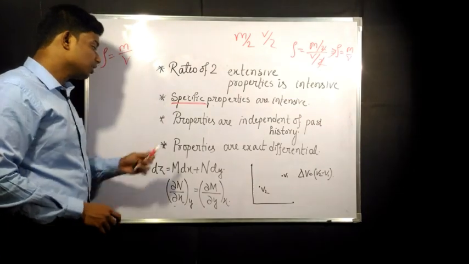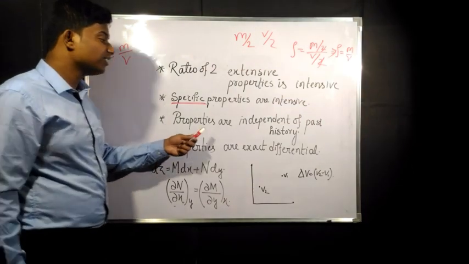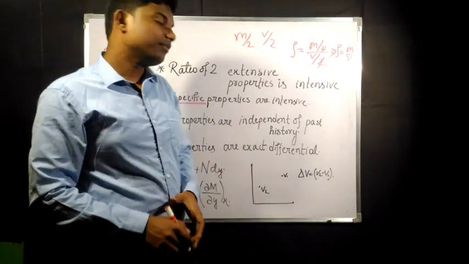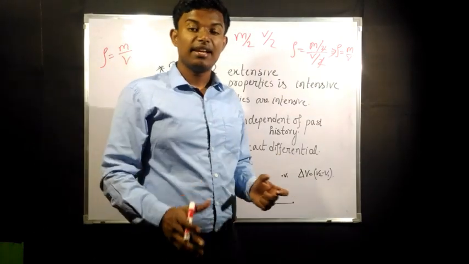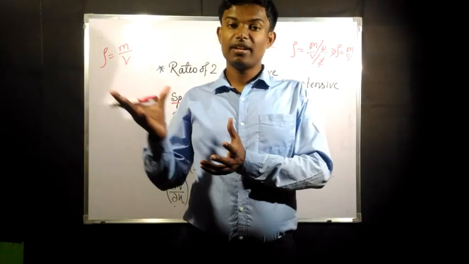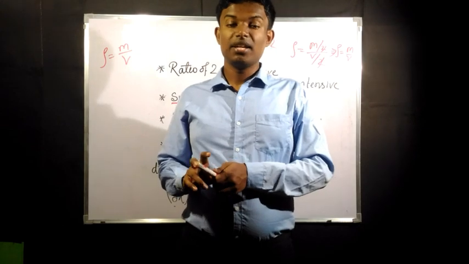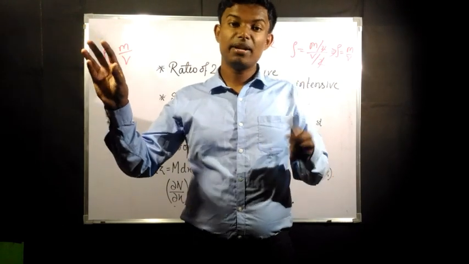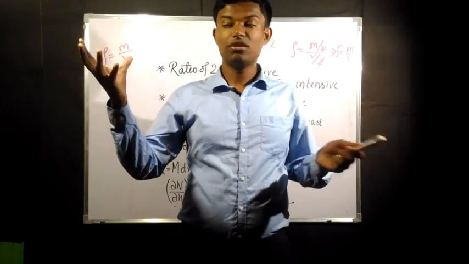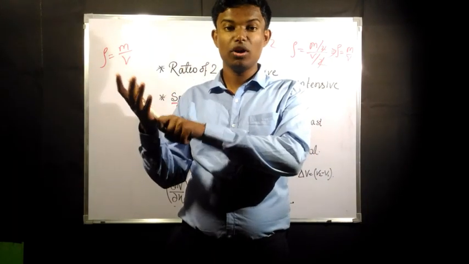Now in the third place, what happens? Properties are independent of past history. Obviously properties do not depend on the past history. Suppose there is a pan of water and you have boiled it to 100 degrees centigrade. It will never depend on whatever the temperature of it was before. It will always reach 100 degrees as the boiling point.